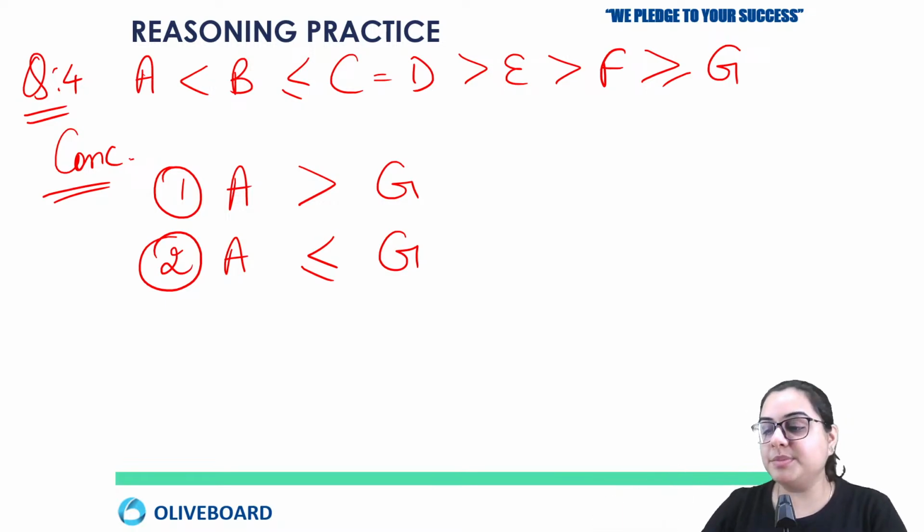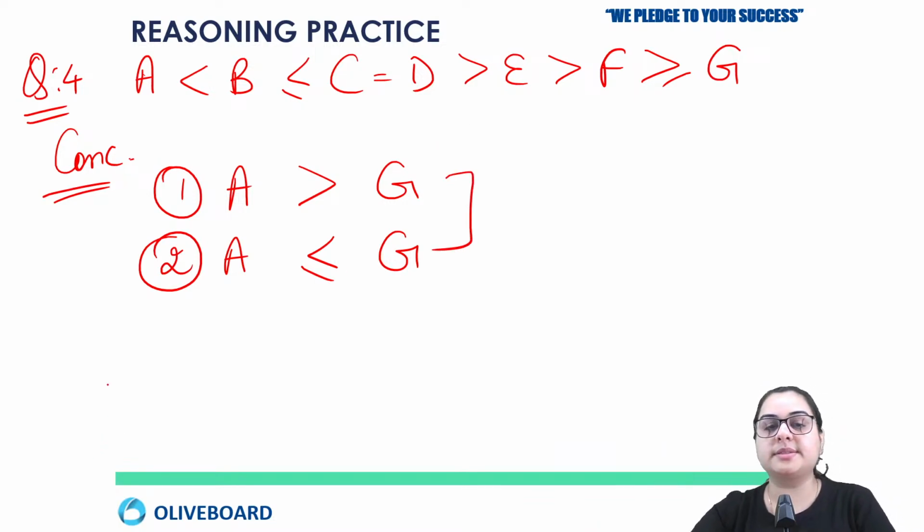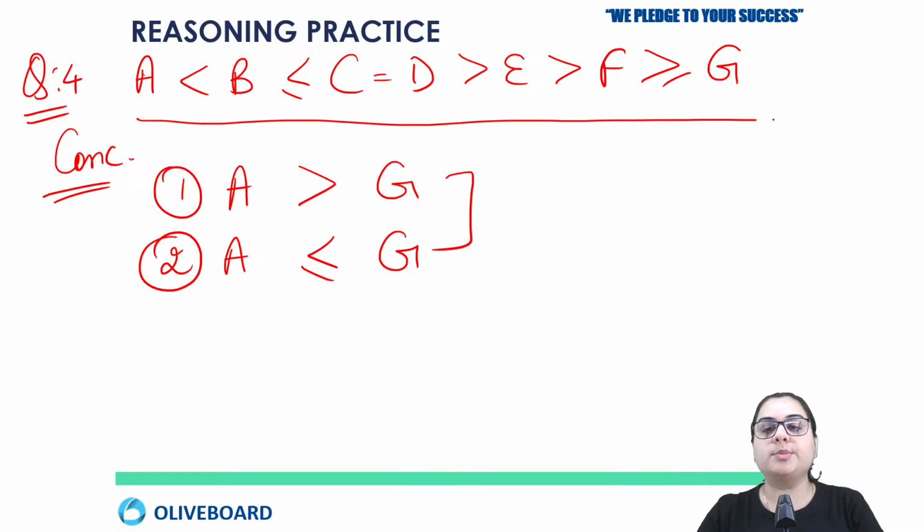So this is the mistake that you people make here. You say it is neither nor, which is wrong. The answer here will be either or. Okay, so let's discuss this now. Between A and G, what we find here is that there is an opposite sign between A and G. So just focus on these two signs.